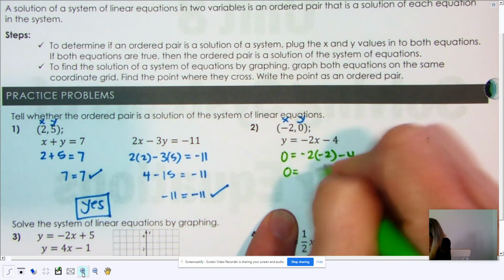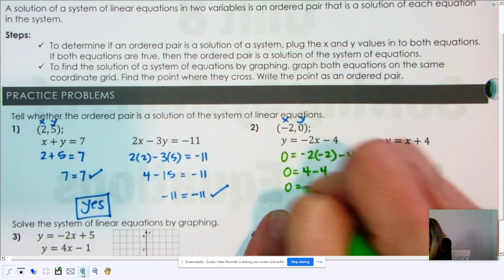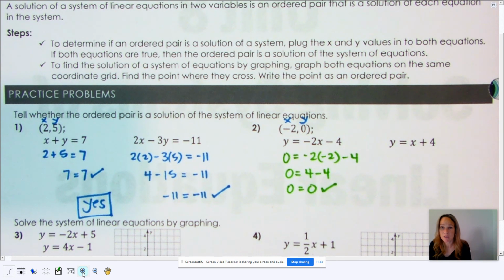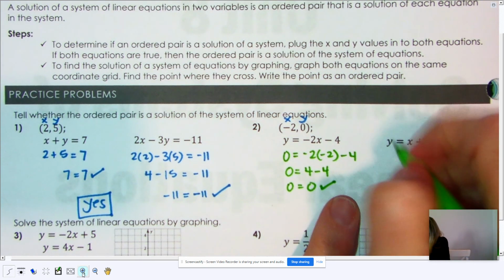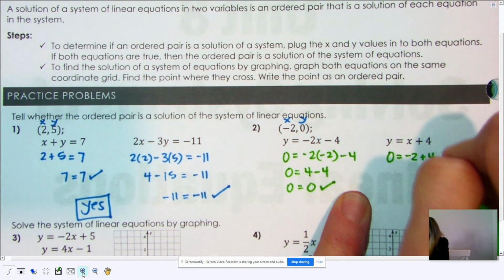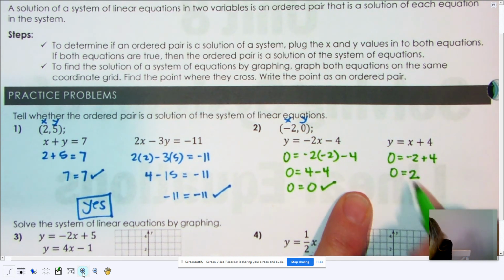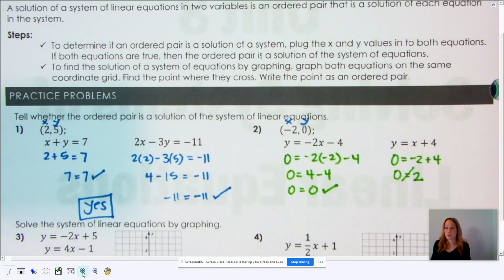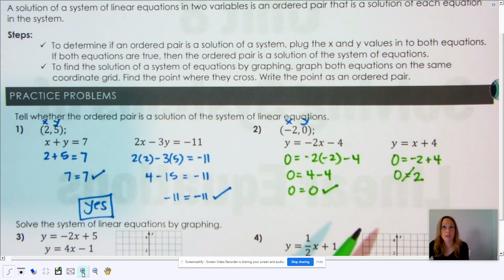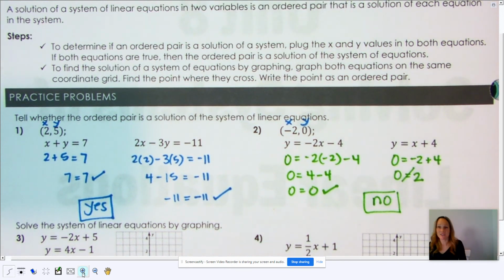So 0 is equal to negative times a negative is a positive. 4 take away 4 is 0. So yes, it works in the first equation, but I still need to plug it into that second one and see if that's true. So now I'm going to plug in y is 0, x is -2. So 0 equals +2. Is that true? No, it is not true. So even though this point worked in the first one, if it doesn't work in both of them, not a solution. Okay, so no, it's not a solution.